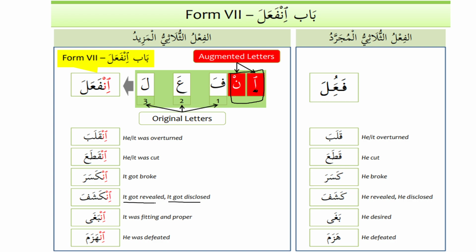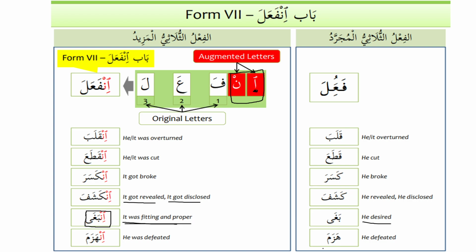So anything that gets disclosed without the mentioning of anyone else, we will say inkishaf, something that was revealed by itself. Bagha, he desired. And imbagha, it was fitting and proper. Sometimes it has a completely different meaning. Imbagha, and what will be the present tense? Yambaghi, imbighaan. And we know that in the Arabic language, only the present tense is used, the past tense is not used. It means it's necessary or it's befitting for someone.